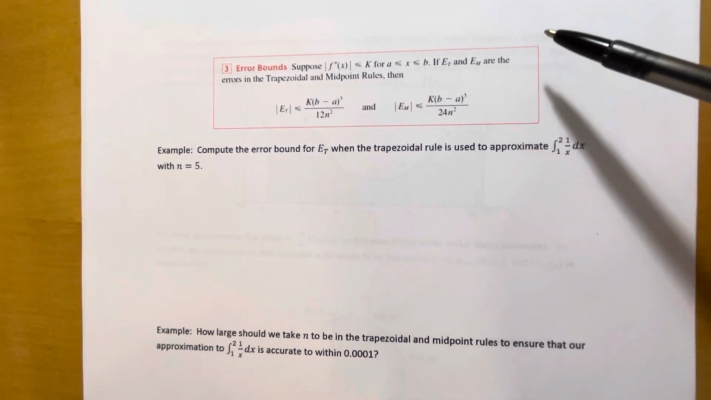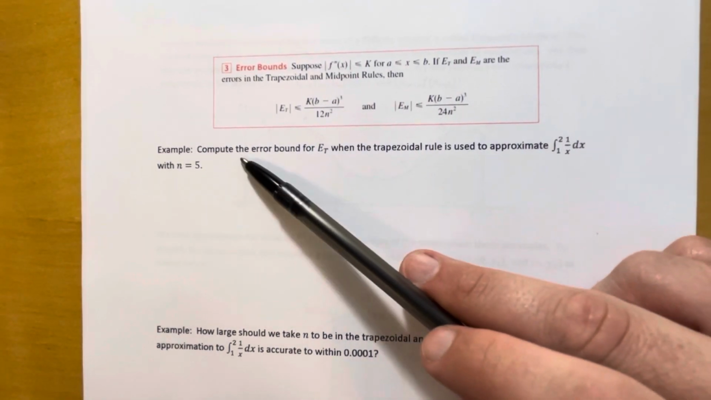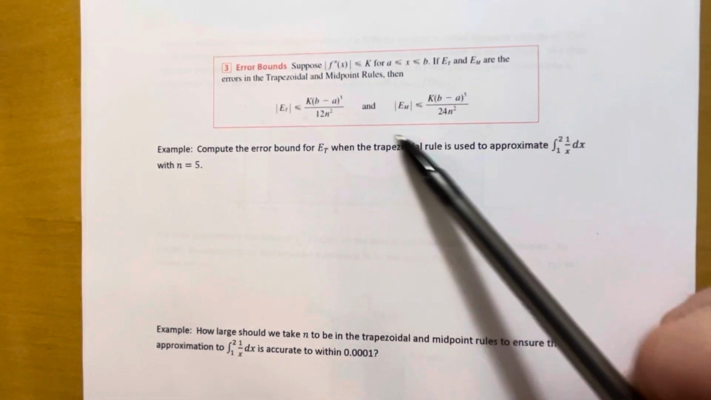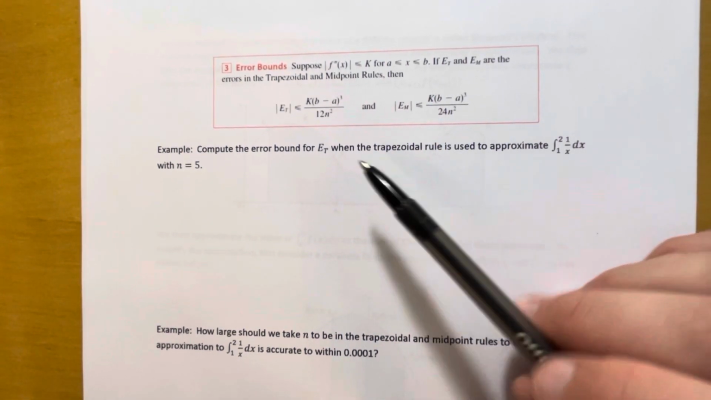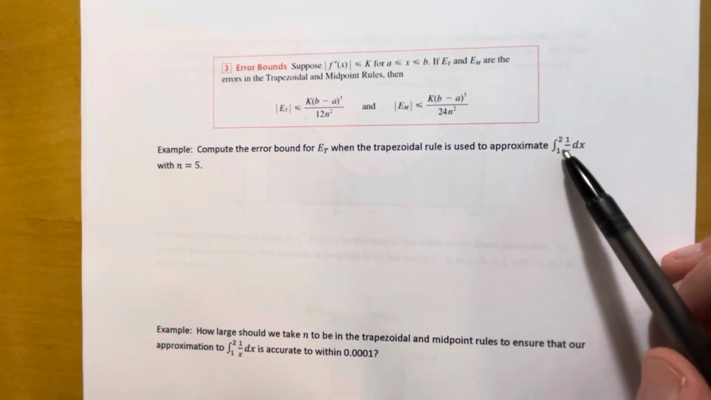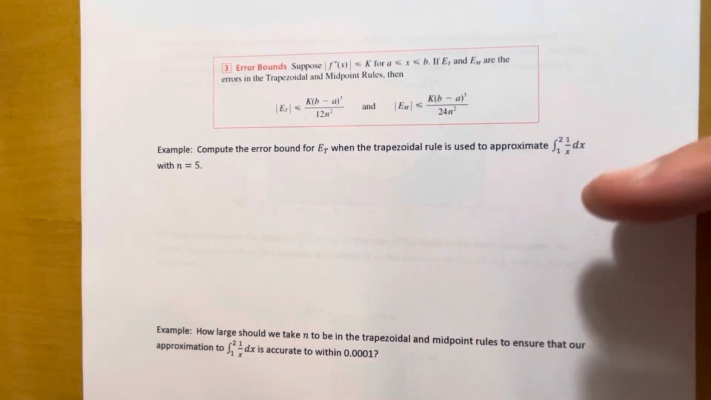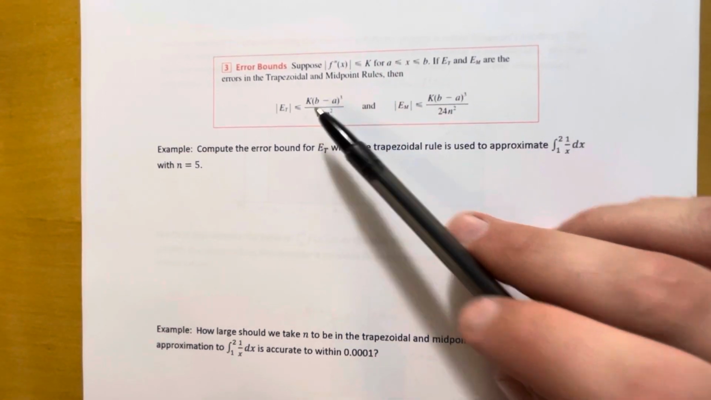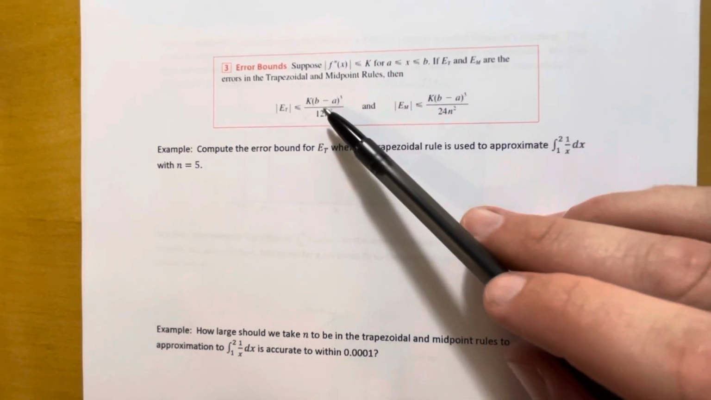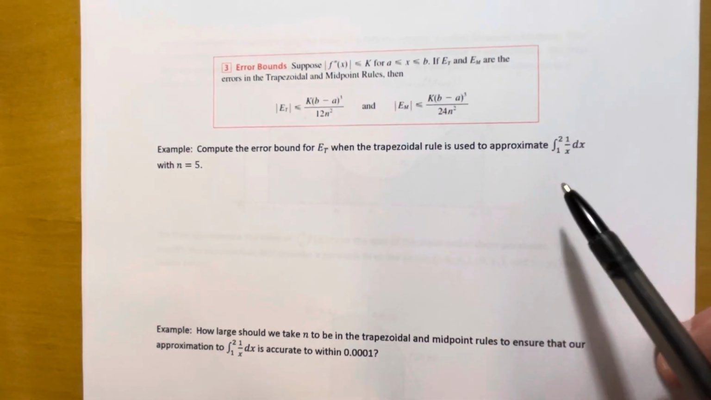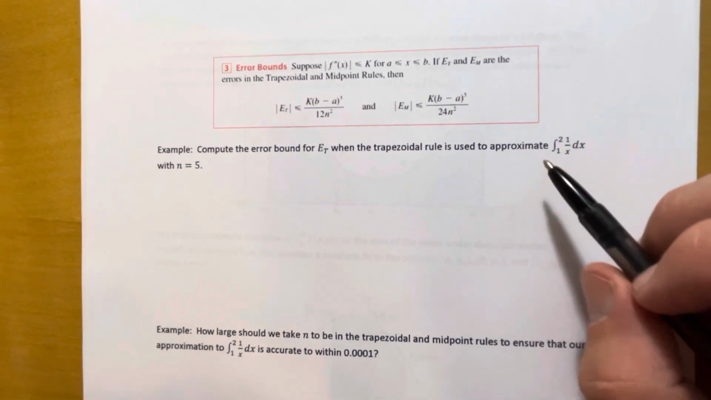Okay, so if we can make this a small value, then we're getting ourselves small error terms, which means we're getting good approximations. So what I want to do first is compute the error bound just for the trapezoidal rule when we used n equals 5 to approximate this definite integral. So we've already done this, but we want to use the error bound, this thing right here, to compute the absolute largest that the error on that approximation could have been. So let's do that here.